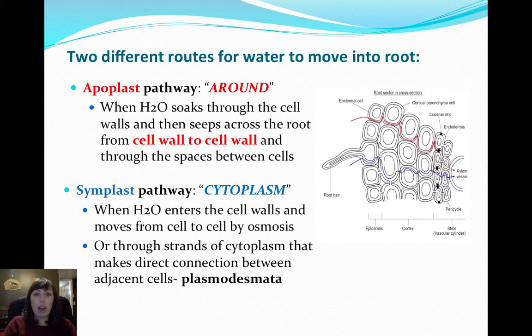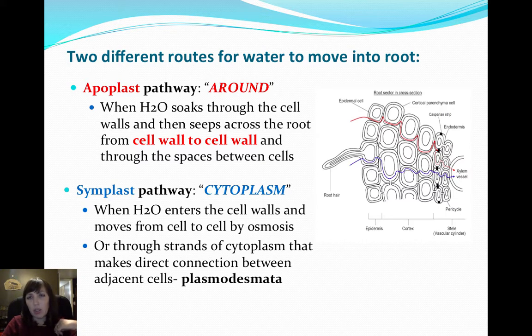Okay, and there are really two routes for water to move into a root. There's the apoplast pathway, which is around. When water soaks through the cell wall and seeps across the root from cell wall to cell wall and through the spaces between cells. The other is the symplast, or the cytoplasm. This is when water enters cells and moves from cell to cell by osmosis, or through strands of cytoplasm that make direct connection between adjacent cells, the plasmodesmata.